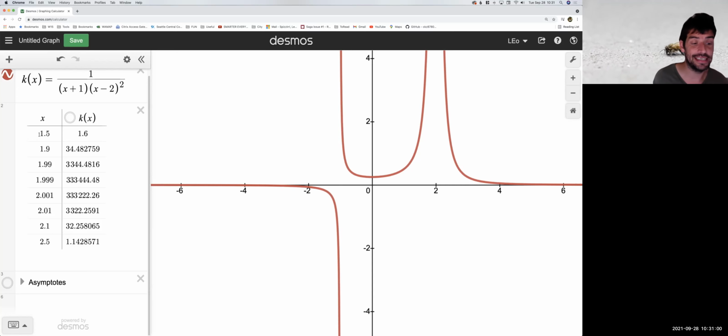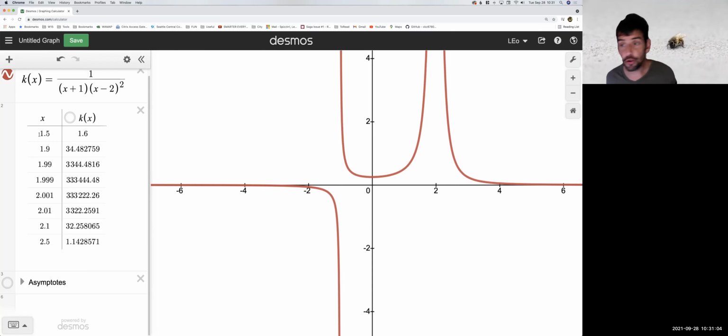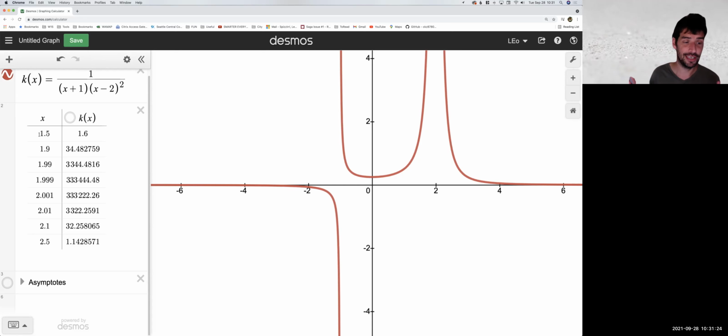And what we see in the outputs is that far away from 2, so here I'm saying far away is about a half a unit, the values are fairly comparable, right? We're inputting 1.5, getting 1.6, inputting 2.5, outputting 1.14. But as we get close to 2, the values popping out of k get large by quite a significant margin, right?